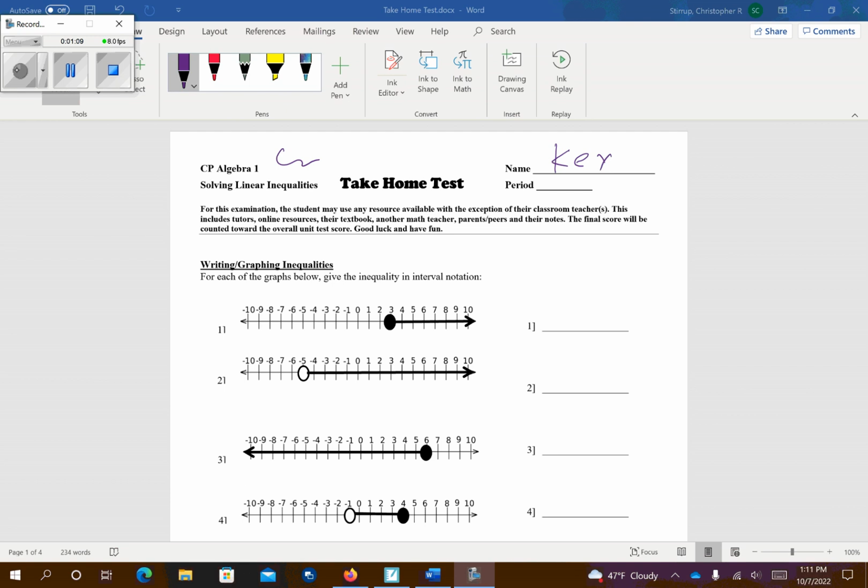Problem number 4, we have a bound region. So this is just going to go from -1 soft bracket to 4 hard bracket. Okay, and I have to erase these, unfortunately, because it's going to keep moving around on me.